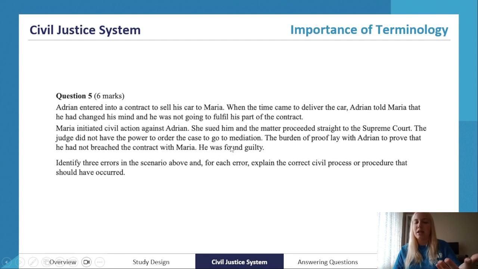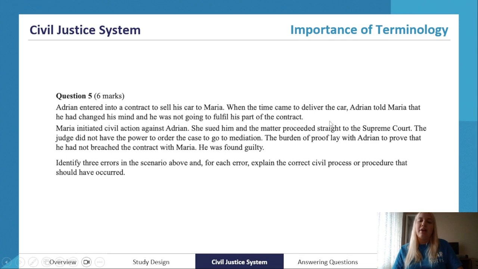Another error. As part of the judge's powers of case management, the judge will send most cases to mediation before a civil trial, hoping to get an early resolution. And it is very effective. It does help to achieve an early resolution in a lot of civil cases.